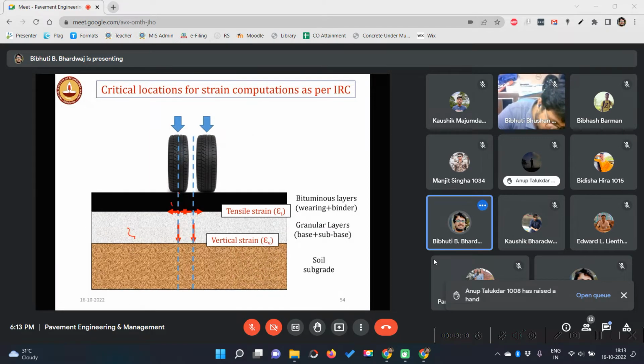So this is point 1. Again, this is point 2. This is point 3. This is point 4. This is point 5. This is point 6. So at 6 points, we need to find out the strains. Here we are concerned about only the tensile strain, and here we are concerned about only the vertical strains.